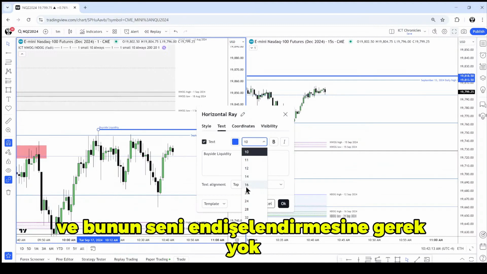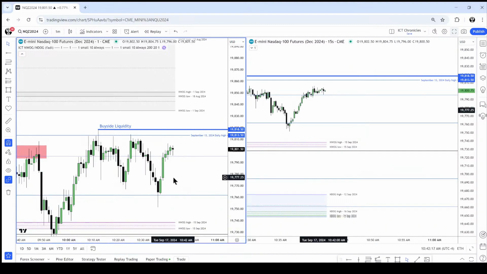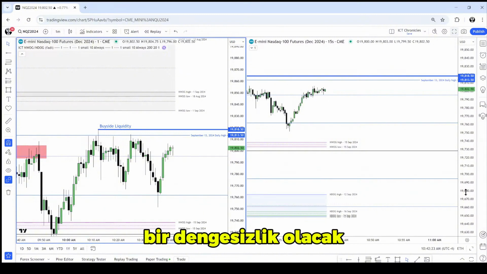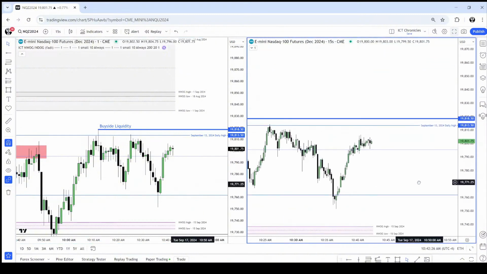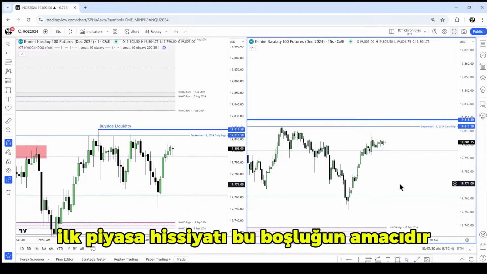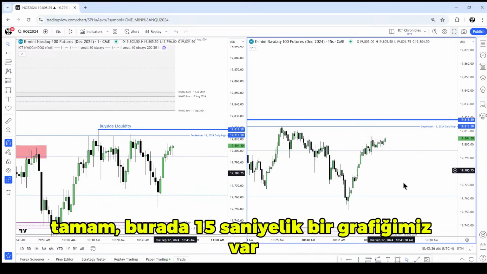And it doesn't need to concern you if it's going to stop working. They're going to change the algorithm. It's literally something that's going to repeat in perpetuity. As long as there's markets, there's going to be an imbalance likely to happen in the morning session. It's always there. And that's how they use and entice initial market sentiment. That's the purpose of the gap. It's not the buying and selling pressure. So, all right, over here we have 15-second chart.